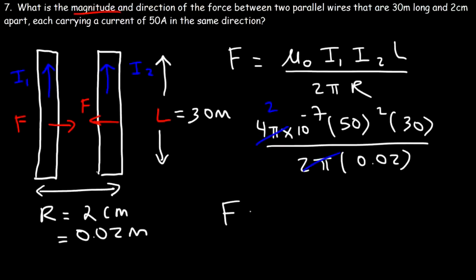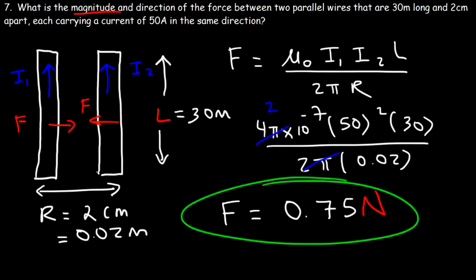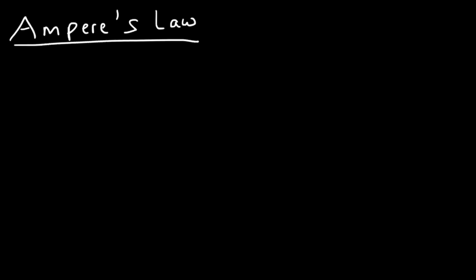So the force between these two wires is 0.75 newtons. And the direction is a force of attraction. These two forces will be pointed towards each other. Now the next thing that we need to talk about is Ampere's law. Ampere's law describes the relationship between the current and the magnetic field produced by that current.